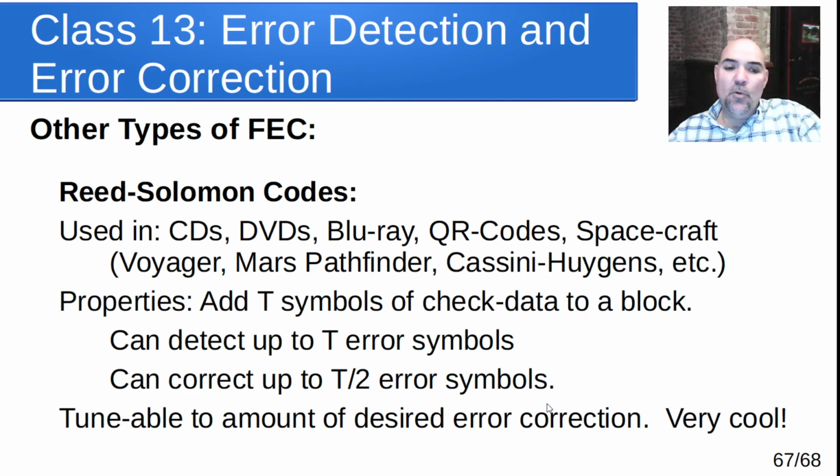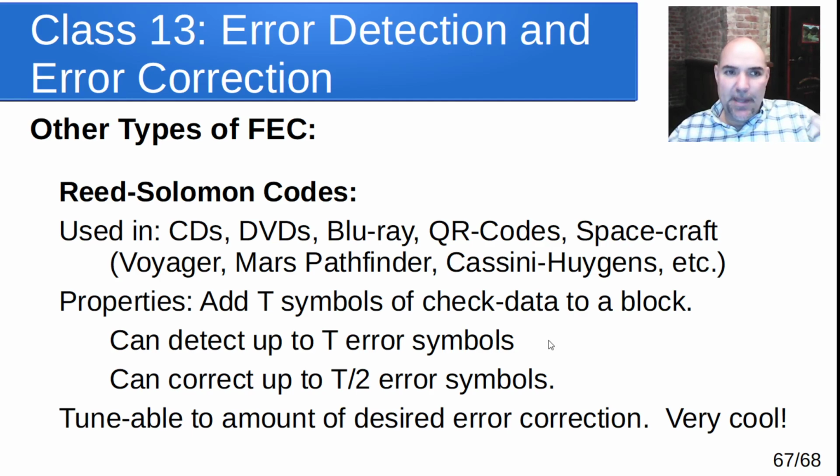The cool thing about that is it's tunable to the amount of desired error correction by how big you make the block of check data. So you could actually make the block of check data bigger than the data itself, twice as big as the data itself, and you could correct or fix any errors that happened in that. Now, keep in mind that the errors could also affect the check data itself. So if you have too many errors, you still won't be able to do that, because you're still transmitting the check block. But Reed-Solomon codes are beyond the scope of what I want to cover today.